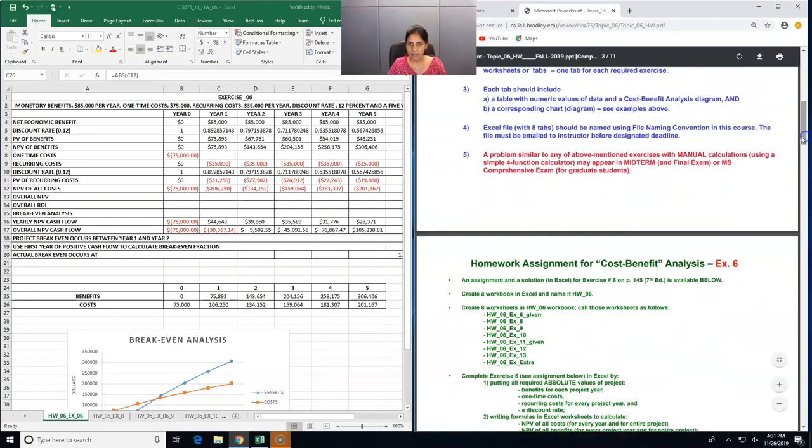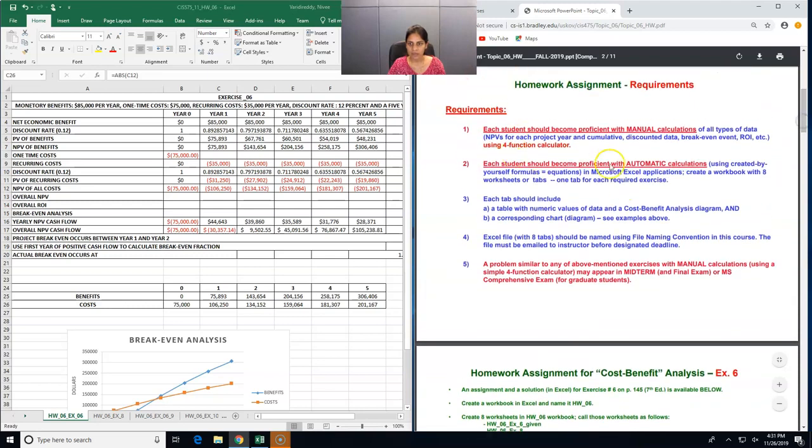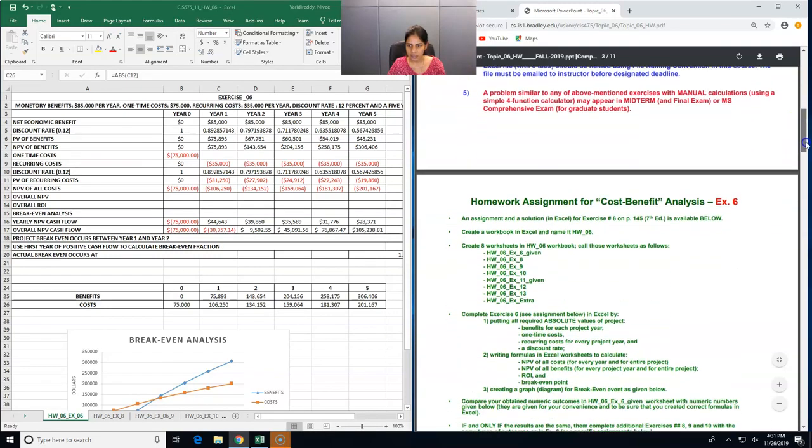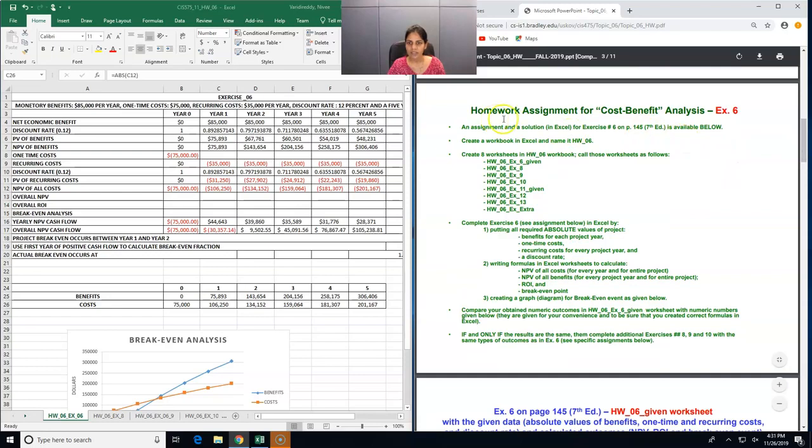Then all the Excel files with 8 tabs should be named using the file naming convention in this course. The file must be emailed to the instructor. So these are the requirements which you can find on your course website. And if you scroll down, here we have the homework assignment for cost benefit analysis.